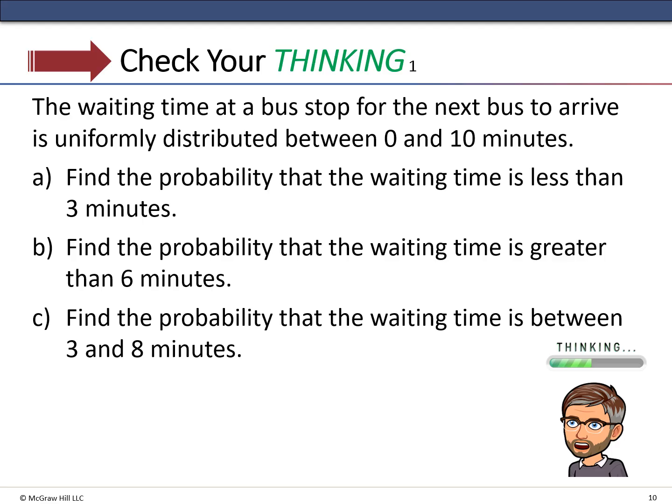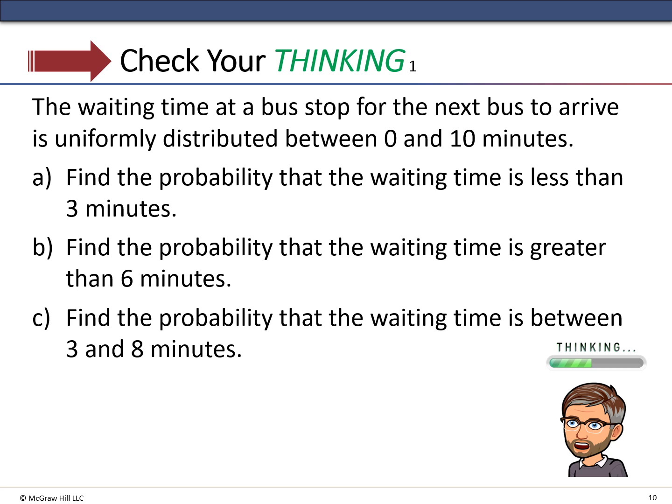So we have another problem here. See if you can do this one. I don't have a graph for you here. I want you to draw that graph. It's very similar to the last one. The waiting time at a bus stop for the next bus to arrive is uniformly distributed between 0 and 10 minutes. See if you can draw the uniform distribution table and then calculate these probabilities.